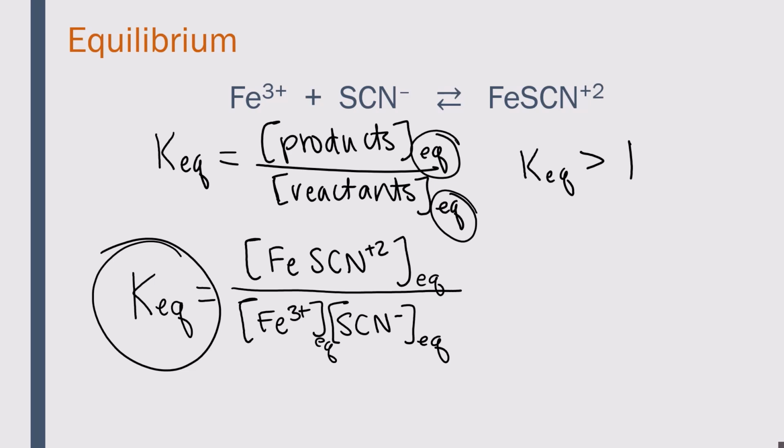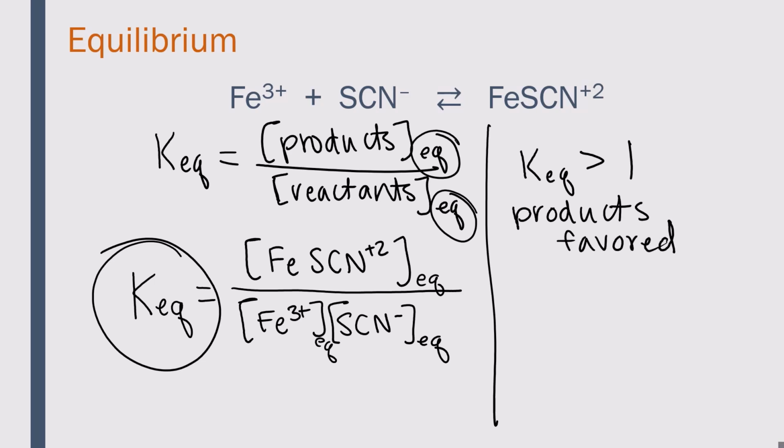Probably enough thinking music. Okay, Dr. Weber, if KEQ is much greater than 1, what are we favoring? The forward reaction is going to favor the products. Right. So if KEQ is greater than 1, that means that the product side is favored. And we know that because KEQ is a ratio of products over reactants. So if the value is much greater than 1 or greater than 1 at all, that means that there is more products than reactants.